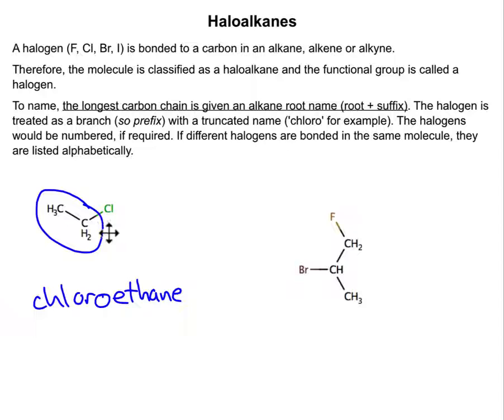and that should be one word. No numbering is required because if the chlorine was on this particular carbon, it would simply be carbon 1 again, and it would still be chloroethane.